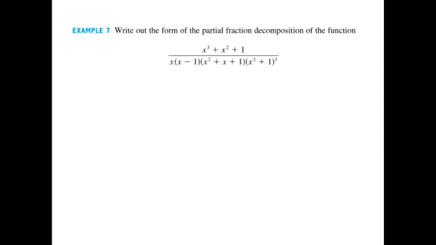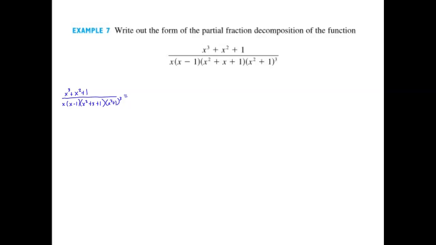If I were going to set it up to decompose into partial fractions, this is how we would do it. X cubed plus x squared plus 1 over x times x minus 1 times x squared plus x plus 1 times x squared plus 1 cubed equals.